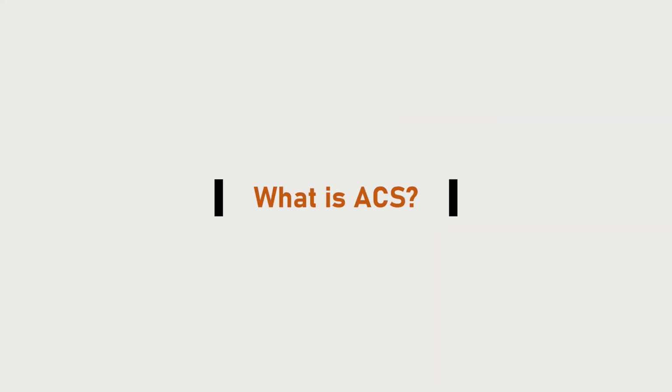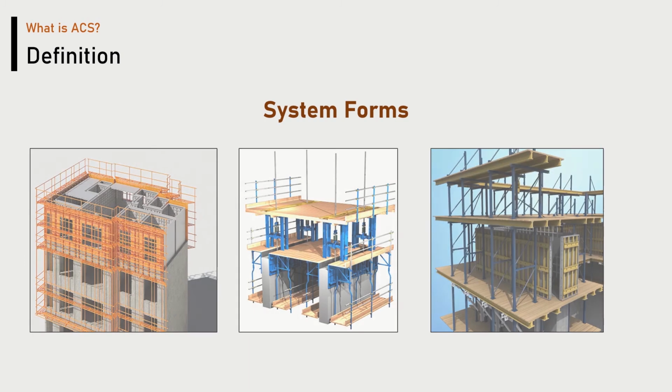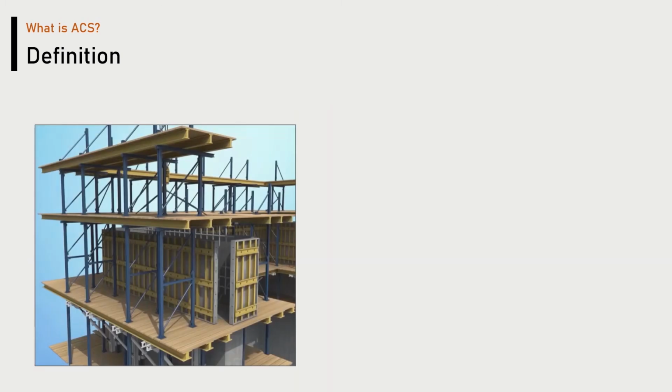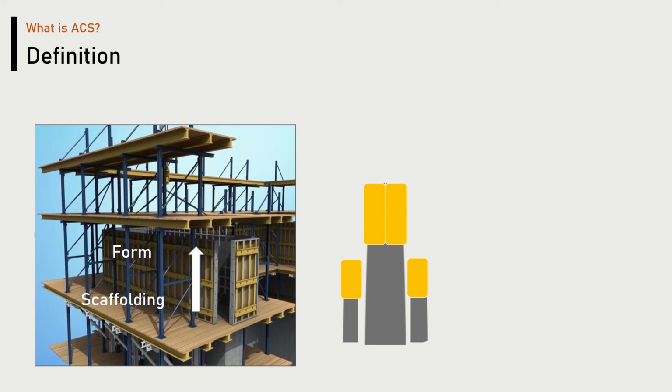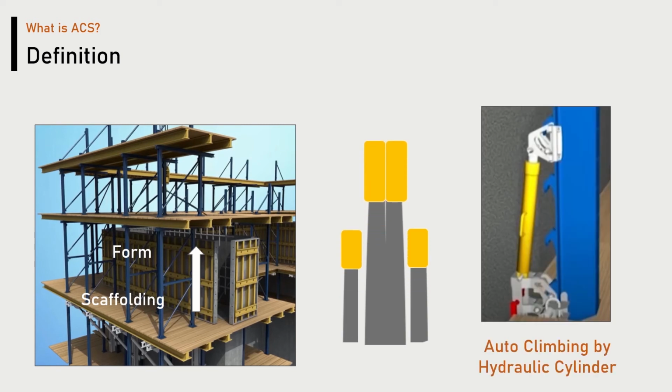Then, what is ACS? It's short for auto climbing system. It is a type of large system form. ACS is a framework method that can shorten the construction period by auto-climbing the form and the foothold by hydraulic system without replacing the form. Let's see how it works through the video.